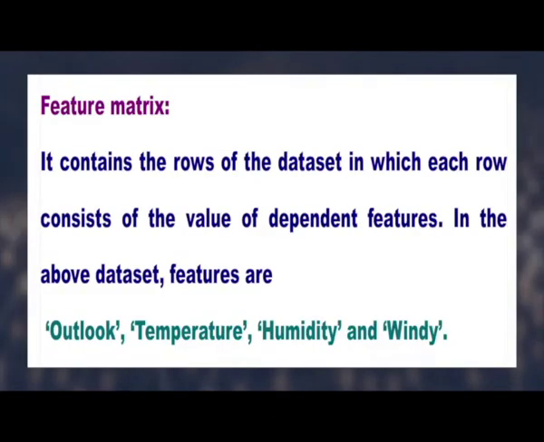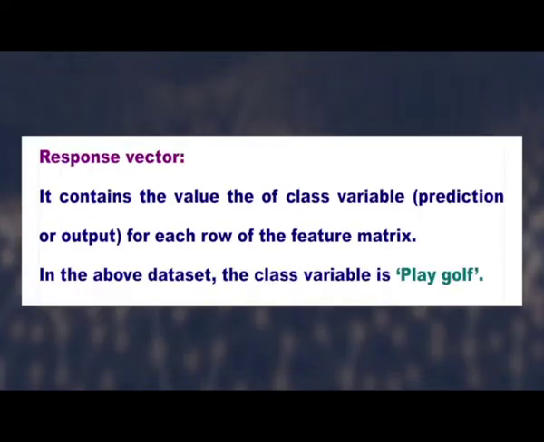We divide the dataset into two parts, namely feature matrix and response vector. Feature matrix contains the rows of the dataset in which each row consists of the values of dependent features. In the above dataset, features are outlook, temperature, humidity, and windy. The response vector contains the value of the class variable, that is prediction or output, for each row of the feature matrix. In the above dataset, the class variable is play golf.